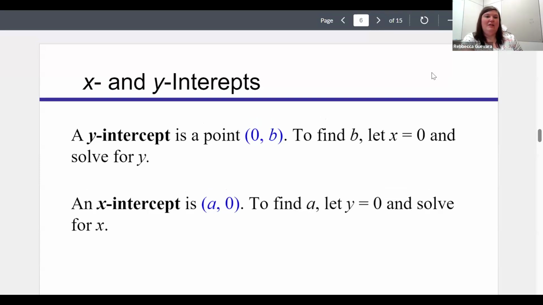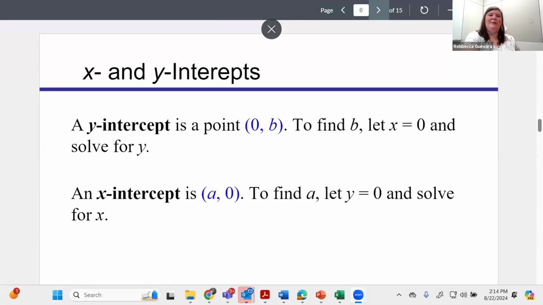Right. So just to make this a little clear here, a y-intercept is going to be point (0, b). So if we want to figure out what b is, that means that x would have to be 0 and we'd solve for y. An x-intercept we'll call a point (a, 0). And to find that a, we would have to then let the y equal 0 and then solve for x. So as we did already.